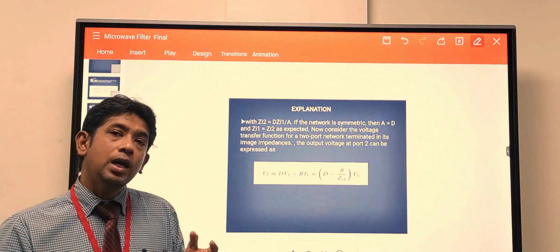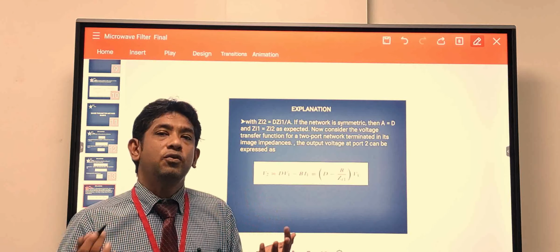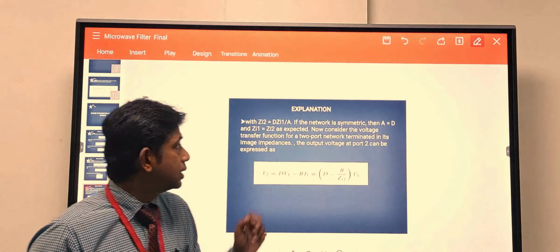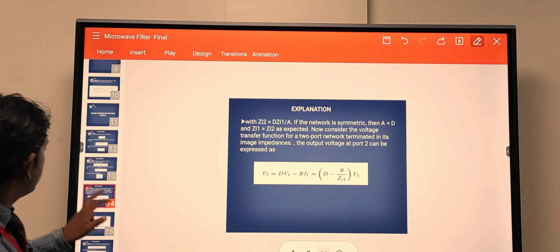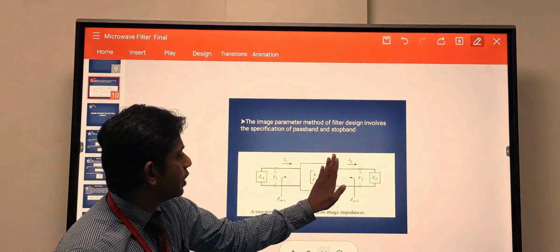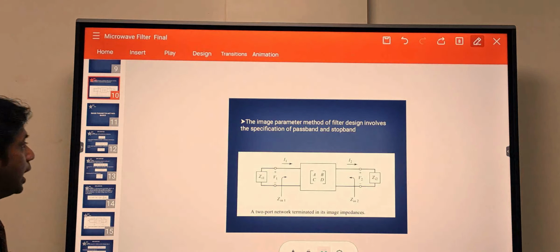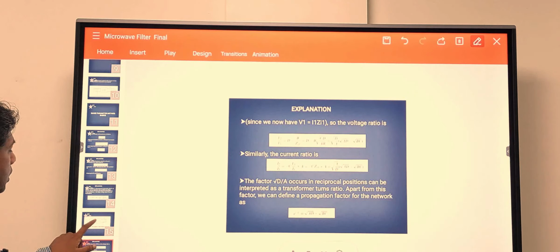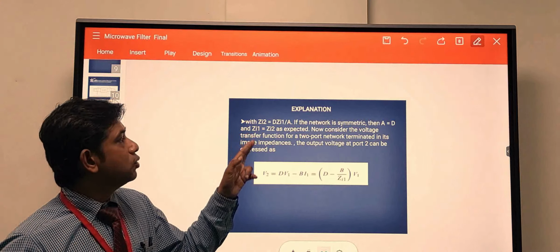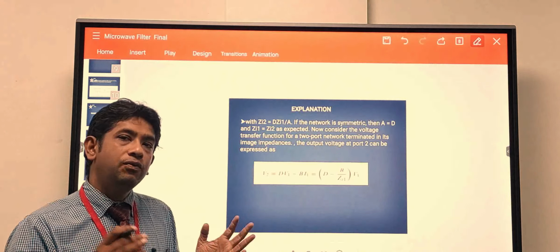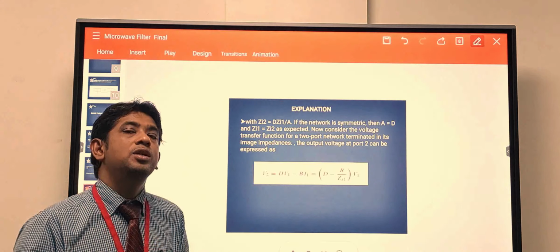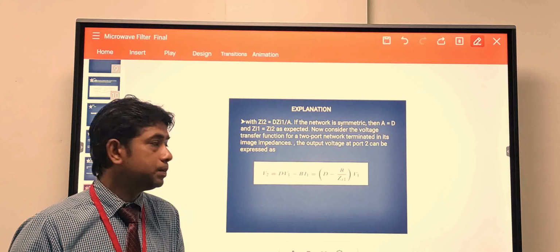That means if the network is completely symmetric, like a mirror image of each other, there is no difference between the two halves of the network. In that case, A is equal to D. How can we say that? If both of them are similar, then we can write that A is equal to D, and ZI1 is equal to ZI2 as expected. Obviously, if we are considering one part to be symmetrical, the outcomes will also be symmetrical and similar in nature.